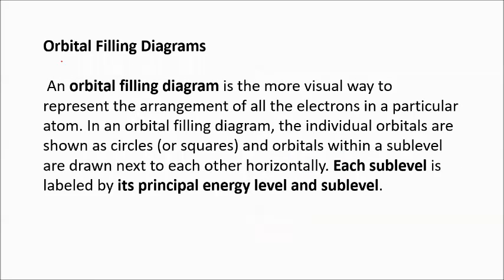Okay, next is orbital filling diagrams. An orbital filling diagram is the more visual way to represent the arrangement of all electrons in a particular atom. So in an orbital filling diagram, the individual orbitals are shown in squares. So sa atin square tayo, hindi tayo sa circle. Though merong mga textbook na gumamit ng circle. Okay? So square ang sa atin ha, para uniform tayo. And orbitals within a sublevel are drawn next to each other horizontally. Each sublevel is labeled by its principal energy level and sublevel.